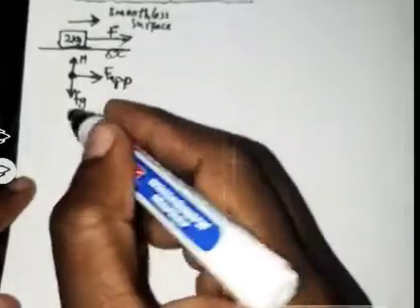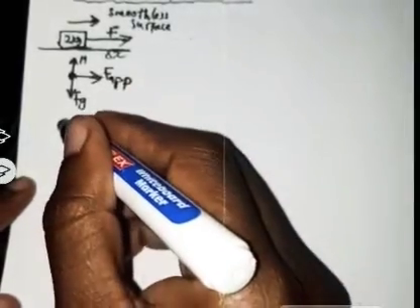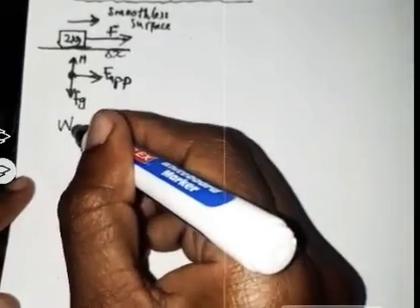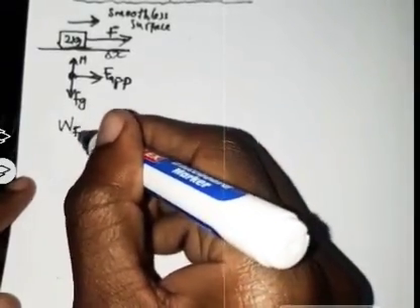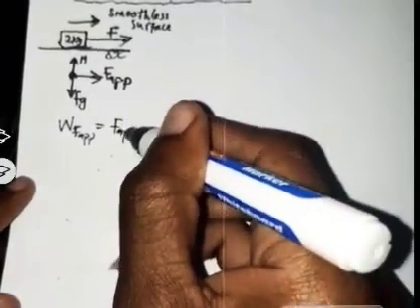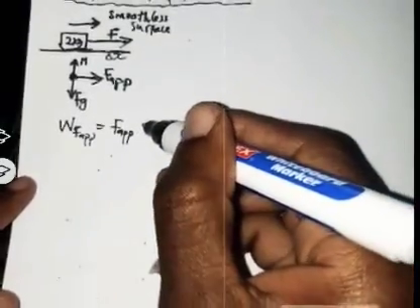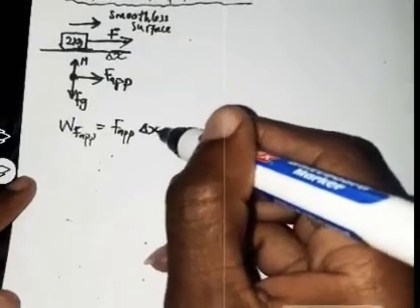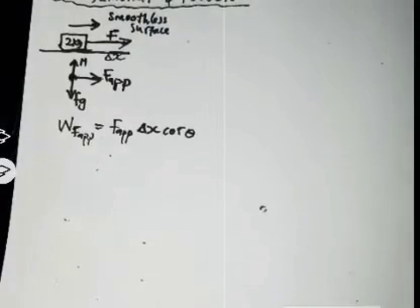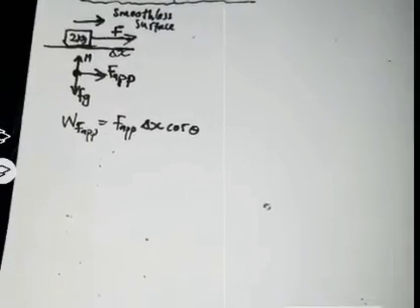Work done by force applied. So firstly we'll say work done by the force applied equals the force applied multiplied by delta x and the cos of theta. Then the force applied and the displacement, and now let's check our theta.